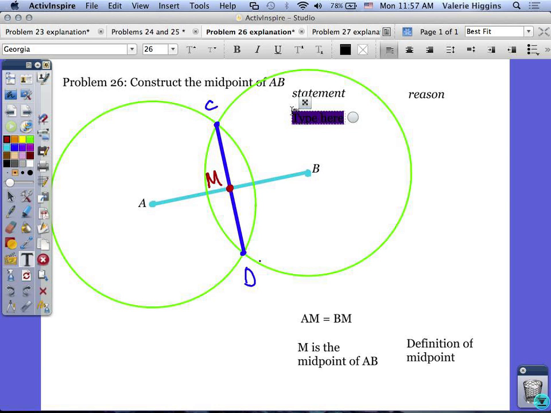Is CD congruent? No, we don't know that yet. Is CD congruent to CD? Sure. Okay, so that's true. What else can we say is true? AC is congruent to BC. Is that true? By definition of radius. What else?